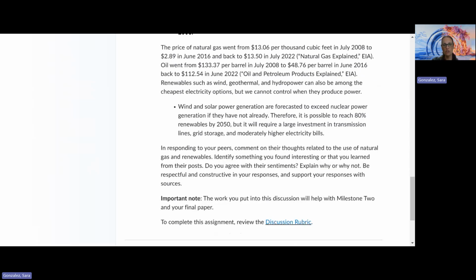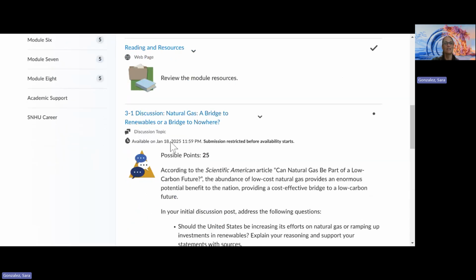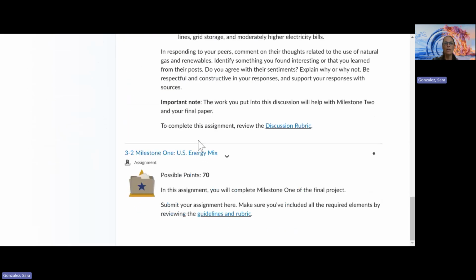And then in your response to your classmates, you're going to comment on your thoughts related to natural gas and renewable. What is something interesting you learned? Do you agree? Remember, it's okay to agree to disagree. Remember to be respectful, but constructive in your responses, and hopefully we can learn some new things here about what our opinion is on this bridge fuel here.